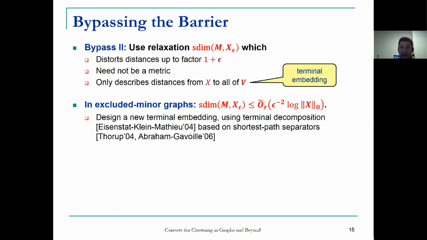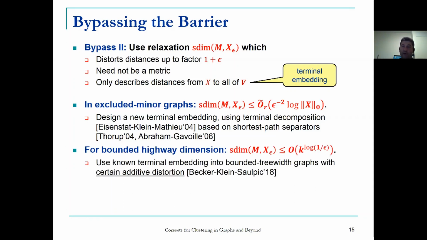Okay, and if you wonder how you get these things, there are references here by Eisenstat, Klein, and Mathieu. They use a decomposition of the planar graph in a certain way, which in turn builds on what's called shortest path separators that go back to Thorup. And to extend it to excluded minor graphs, we use a generalization by Abraham and Gavoille. These are part of the technical details, but this is the way we actually use the excluded minor information.